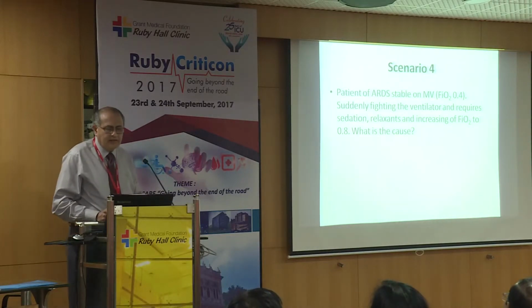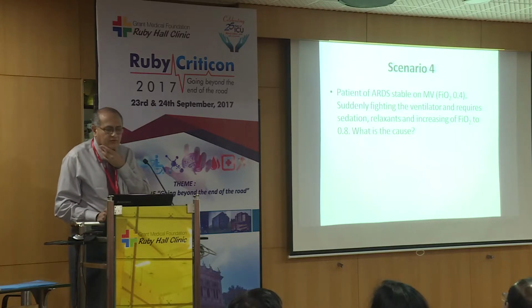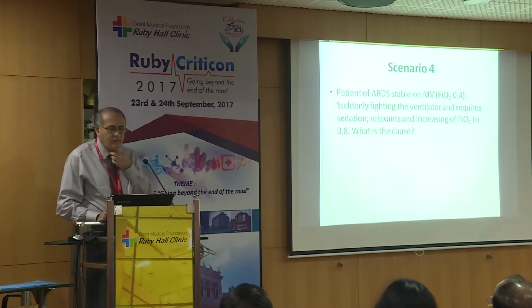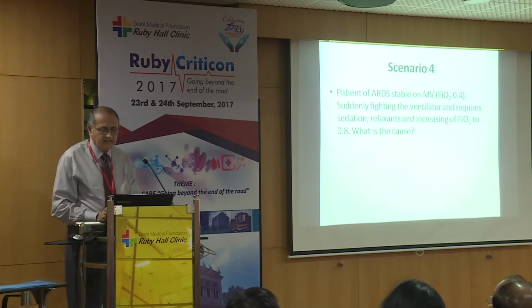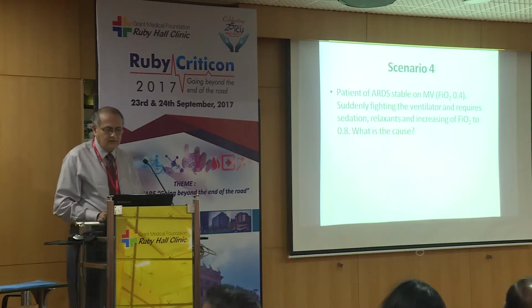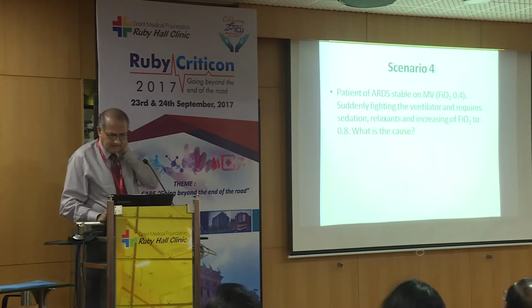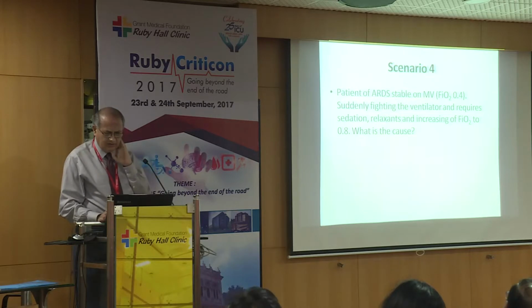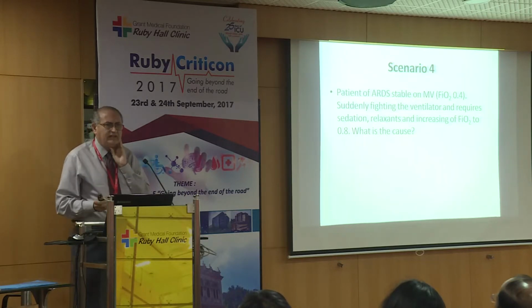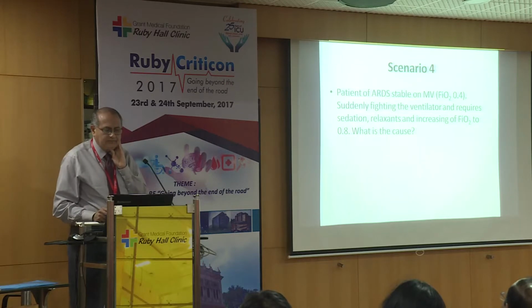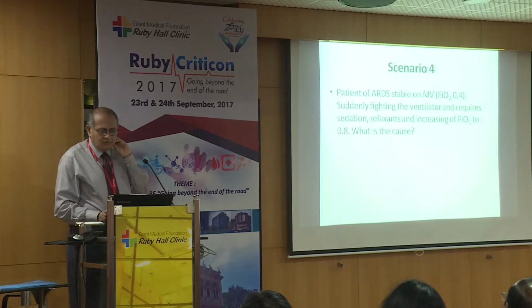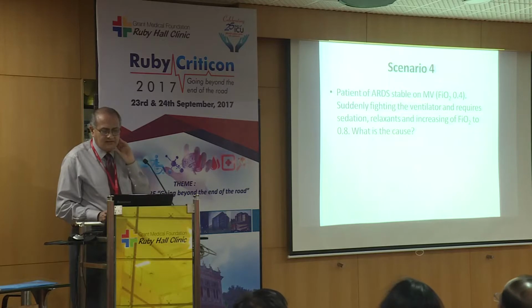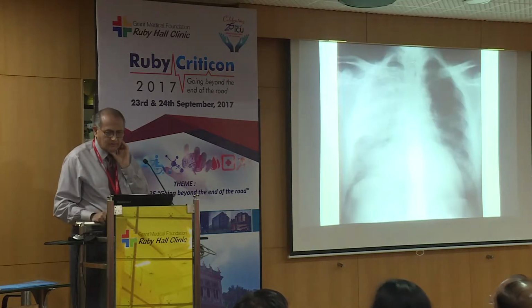A patient with ARDS, stable on mechanical ventilation on a FiO2 of 0.4, suddenly starts fighting the ventilator and requires sedation, relaxants, and increasing FiO2 to 80%. What is the cause? This is a patient with ARDS, stable on mechanical ventilation, going on like that, and suddenly starts fighting. All of a sudden you just can't do anything; he keeps fighting the ventilator. What do you do? You start giving more sedation and relaxants, and just be happy about it.